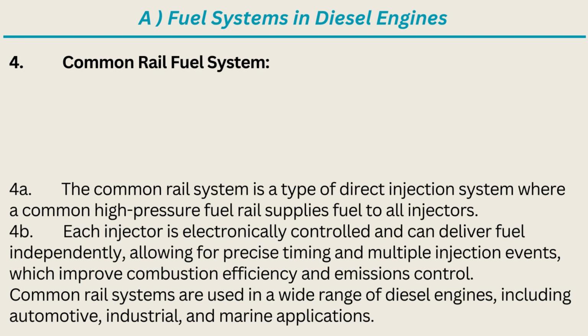4. Common rail fuel system. 4A. The common rail system is a type of direct injection system where a common high-pressure fuel rail supplies fuel to all injectors. 4B. Each injector is electronically controlled and can deliver fuel independently, allowing for precise timing and multiple injection events, which improve combustion efficiency and emissions control. Common rail systems are used in a wide range of diesel engines, including automotive, industrial, and marine applications.